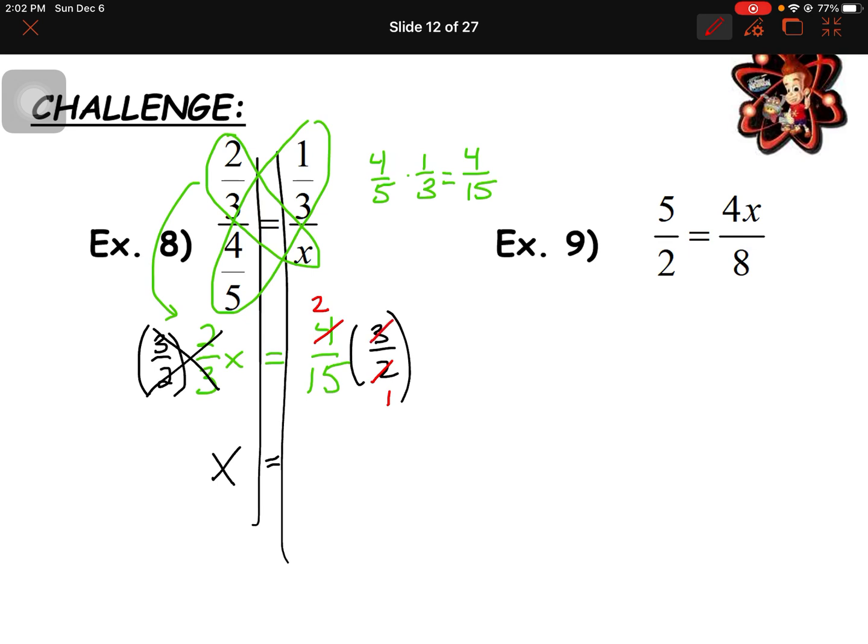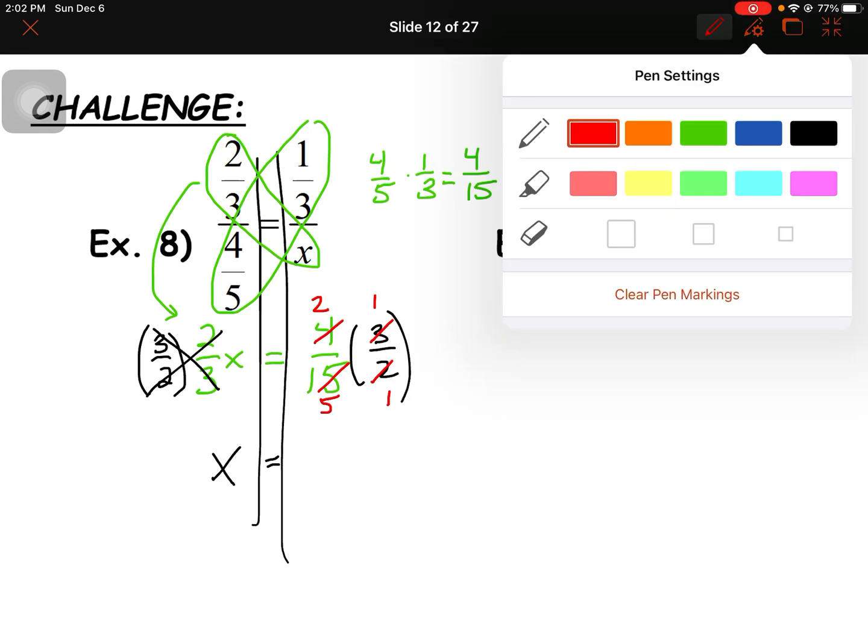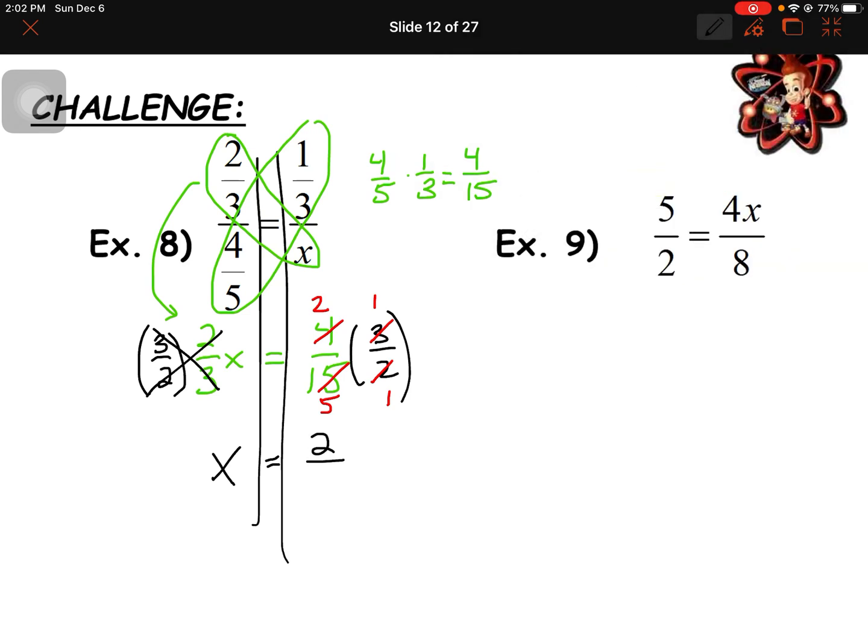I see 3 and 15. 3 divided by 3 is 1. 15 divided by 3 is 5. Now I get to multiply across, and I get 2 times 1 is 2, and 5 times 1 is 5. And so the answer would be 2 to 5 for our answer.